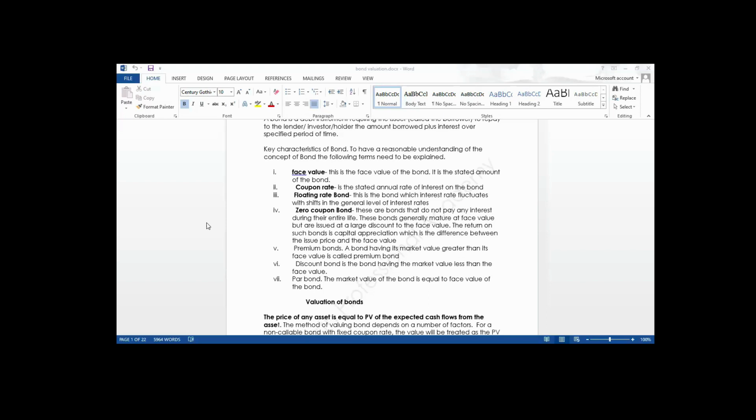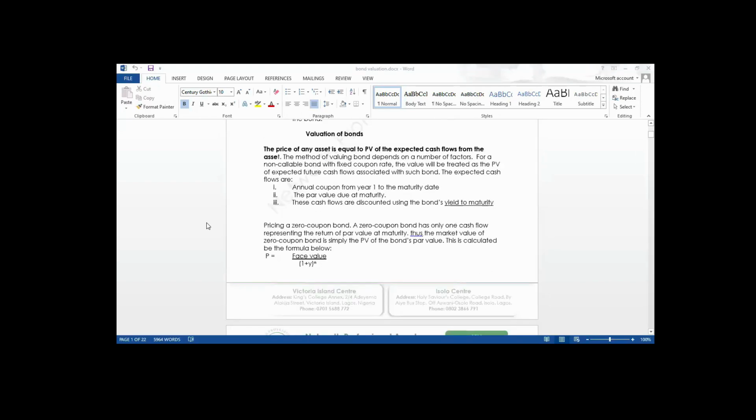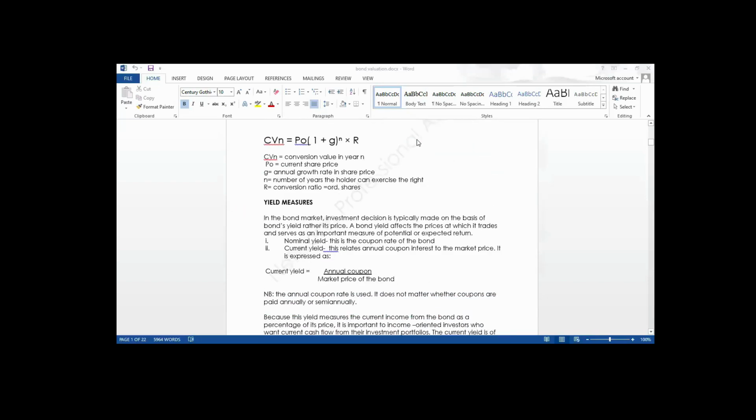That is approach number 1. Approach 2 is to determine the conversion value of the equity shares, using the formula for conversion value. Either of these, look at it.